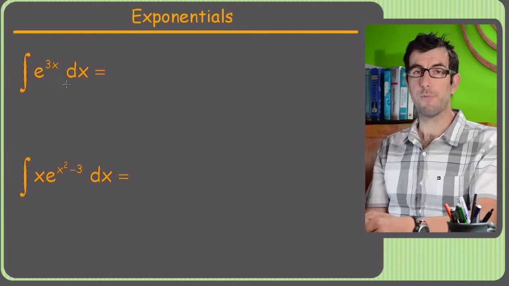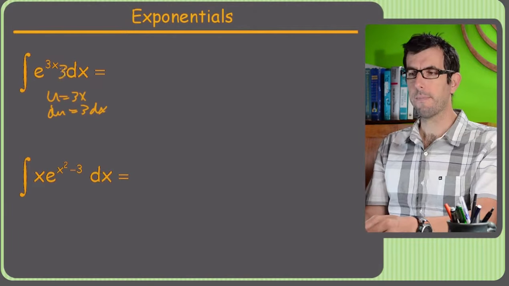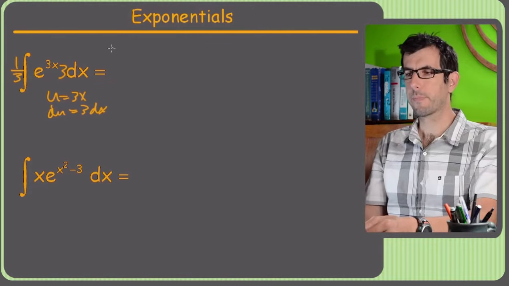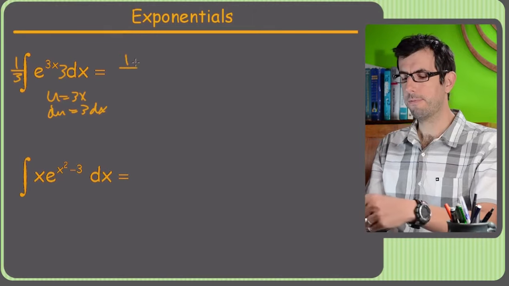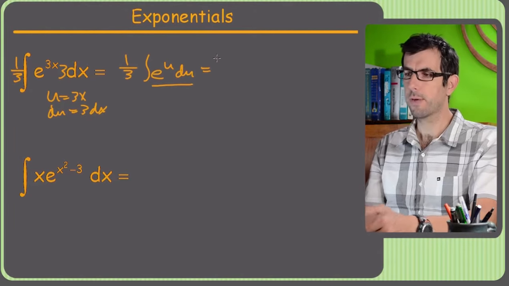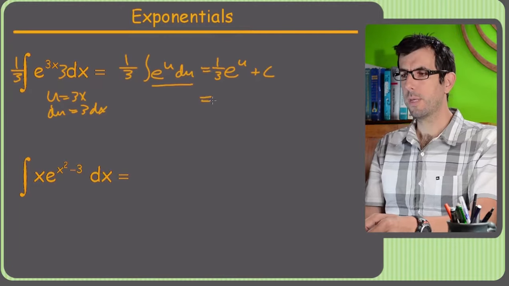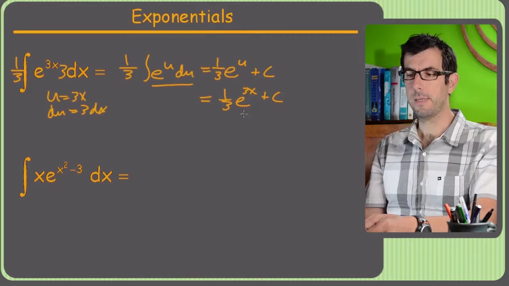This top one is really straightforward. It's just e to the u. So u equals 3x, du equals 3 dx, which means I need a 3 here, and then 1/3 out front. So 1/3 integral of e to the u, and that's basically just exactly our integration formula. Integral of e to the u is just e to the u plus c. Of course, we got to keep our 1/3. So we end up with 1/3 e to the 3x plus c.